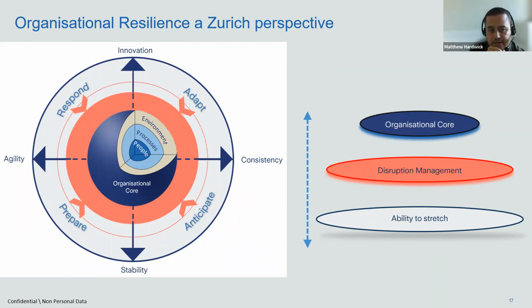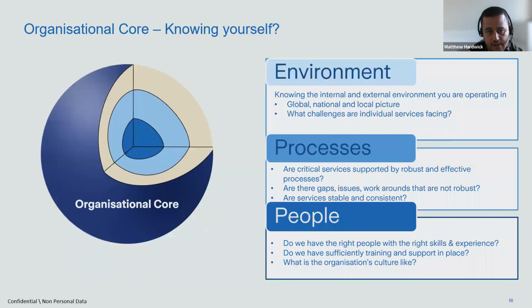What it fundamentally starts out at is this organizational core. Knowing what we are doing allows us then to have that fully bottomed out. And within Zurich, we've broken our core down into 3 key elements. People is at the absolute heart of it. That's the absolute nucleus of what our organisation is. The processes need to then support those people in delivering what it is that we need to do. And then we've got our own immediate environment that we're working in. And that's our business. That's our core. And then we move out into the disruption management and ultimately our ability to stretch as an organisation.